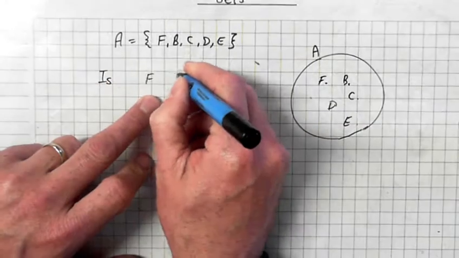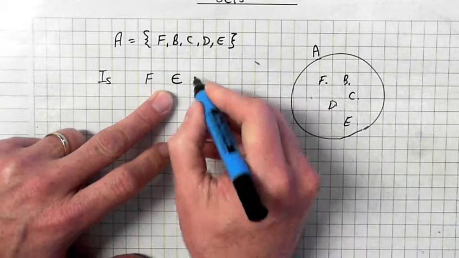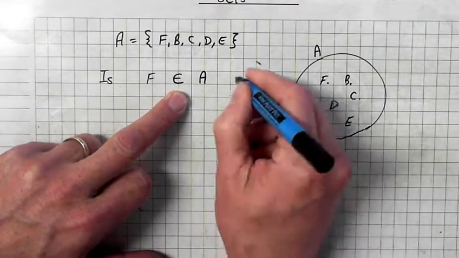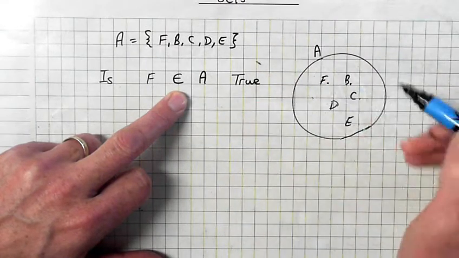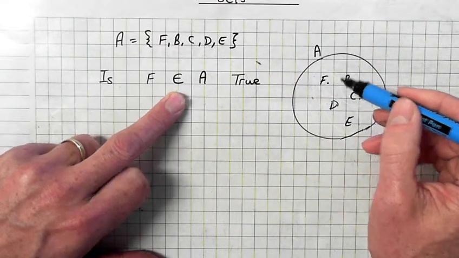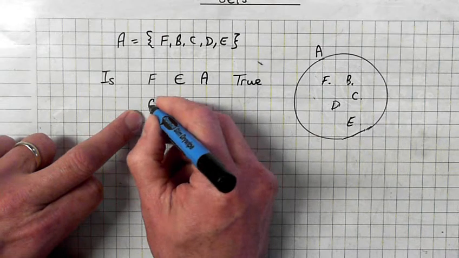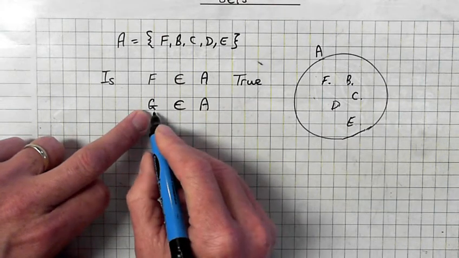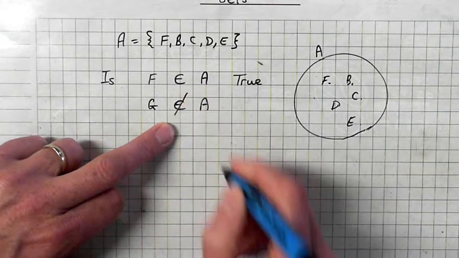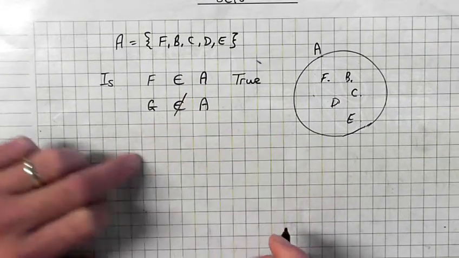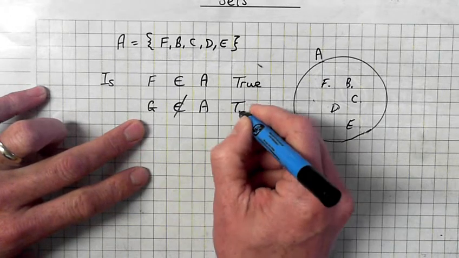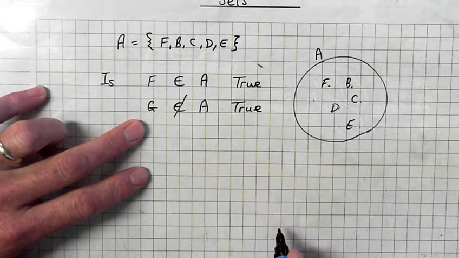What does that mean? Is F an element of A? True. Can you see F inside A? Is it an element? Yeah. Is G an element of A? False. So what we say is G is not an element of A. If I write it like that, G is not an element of A. That's true.